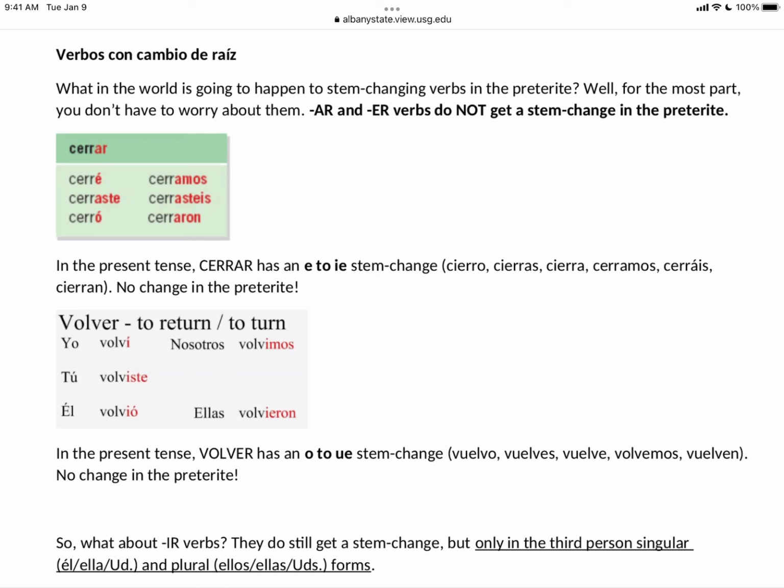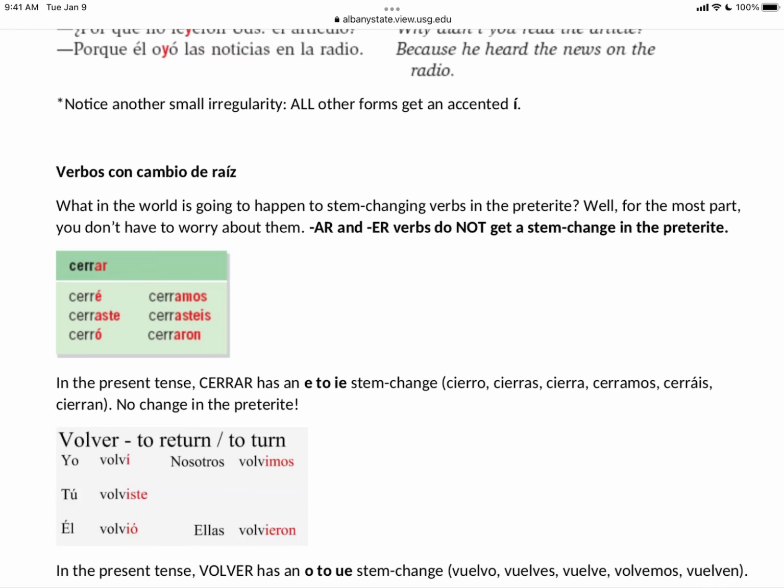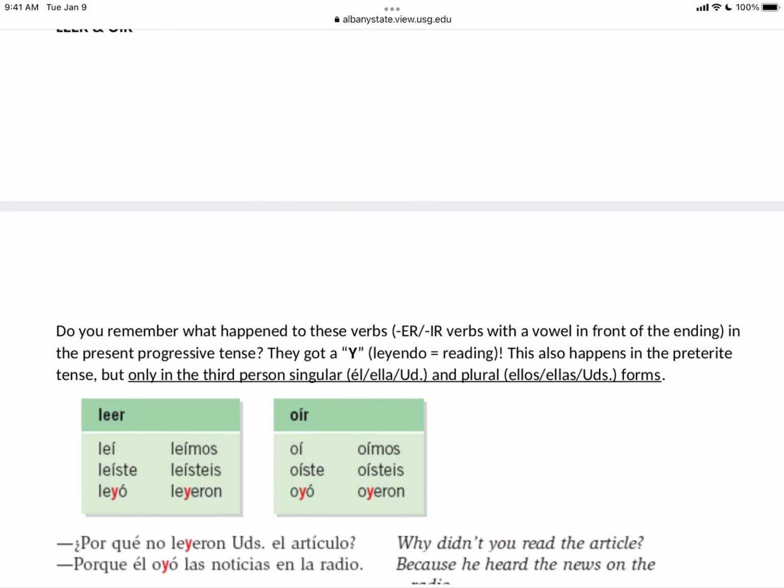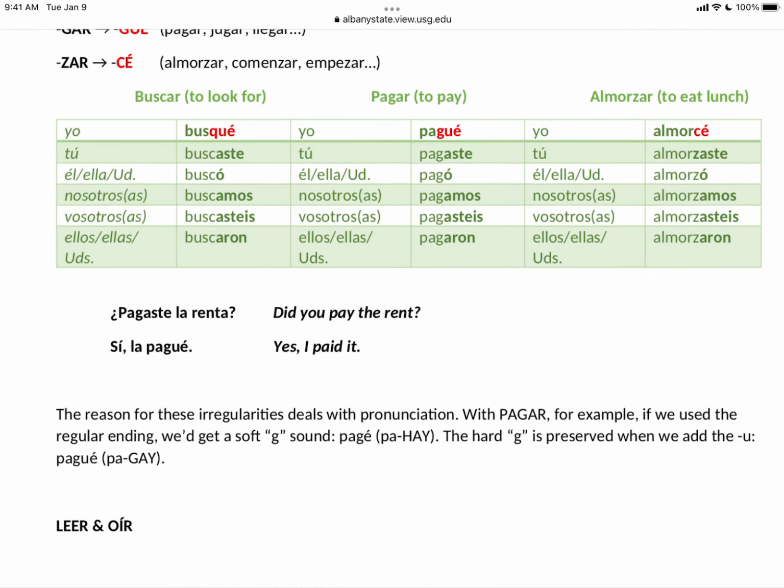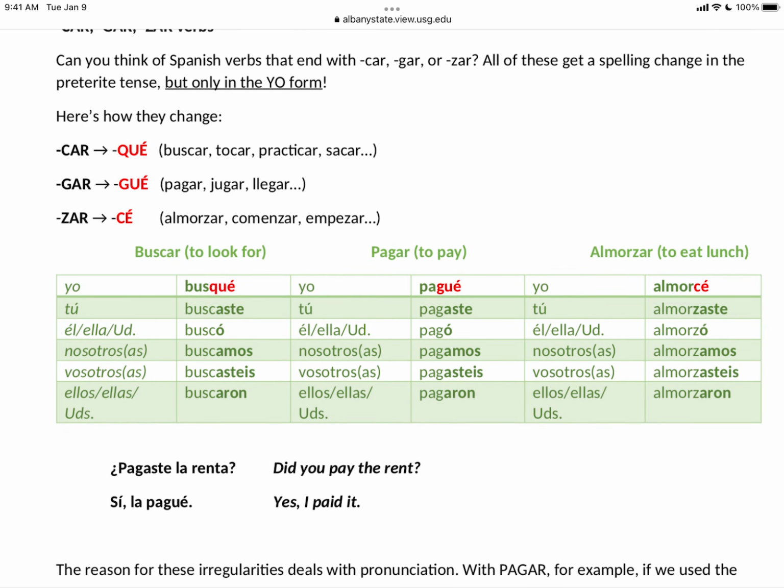Hey there, I'm going to talk to you about part 2 of the irregular preterite tense verbs in Spanish. And I broke this up from the other two simply because I think it's a little more manageable. Just to refresh from the previous video, part 1 of irregulars, we talked about categorizing these and grouping these together.